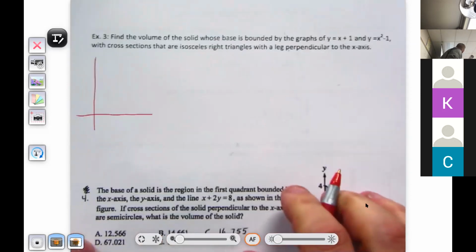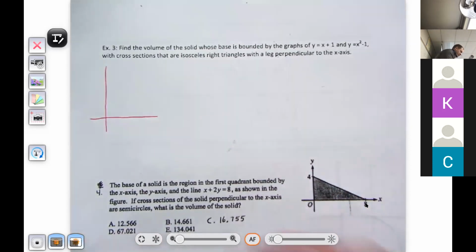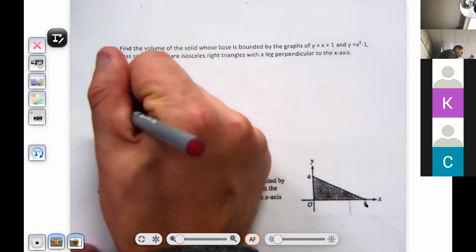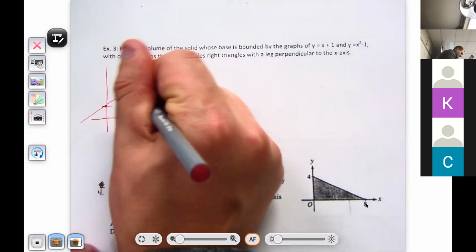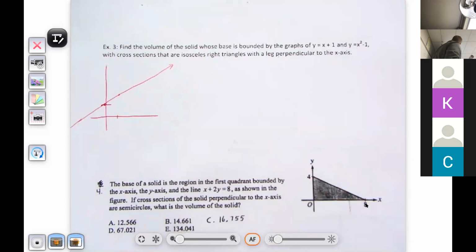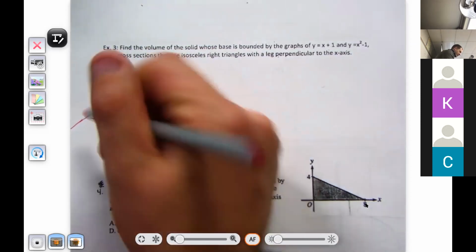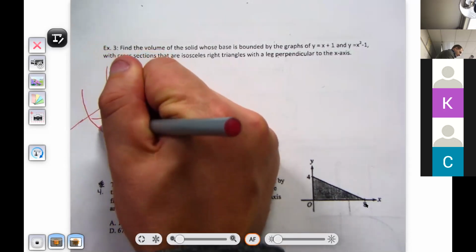So I'm going to graph y equals x plus 1. It's just a rough sketch. So the y-intercept's 1, the slope is 1. So like that. And then y equals x squared minus 1. So that's your parabola shifted down 1 unit. That's your normal parabola shifted down. Again, it's just a rough sketch. We don't have to be pretty with this. So something like this.